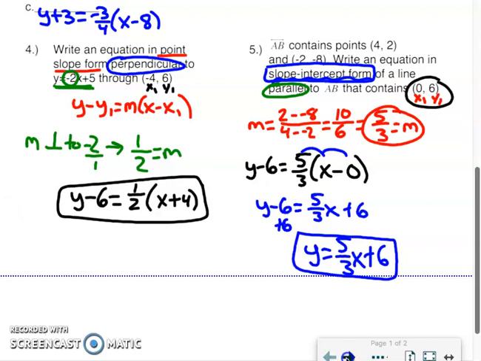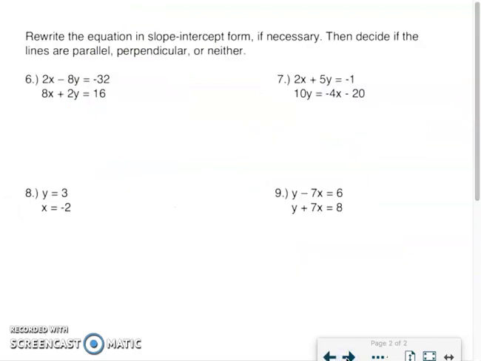On the back, these questions say rewrite the equation in slope-intercept form if necessary. y equals mx plus b. And that's what we're going to do right now.